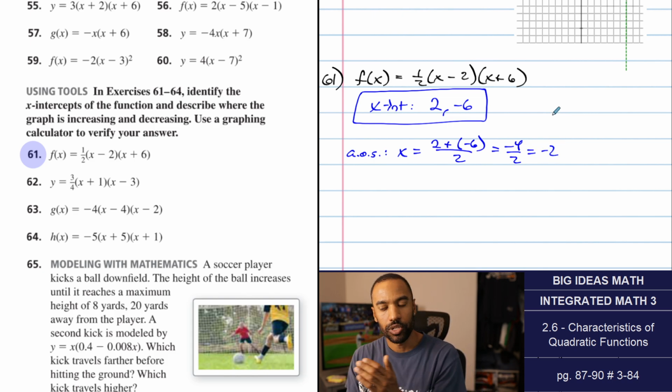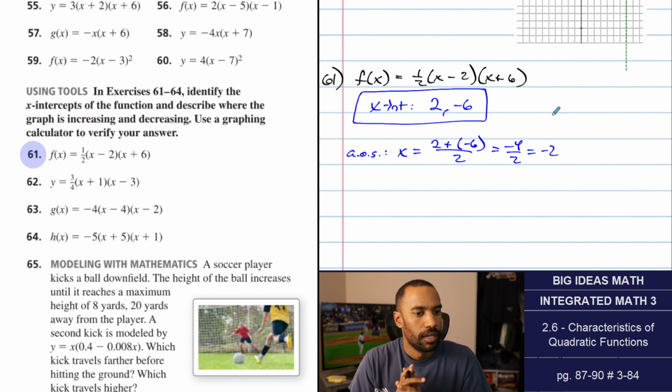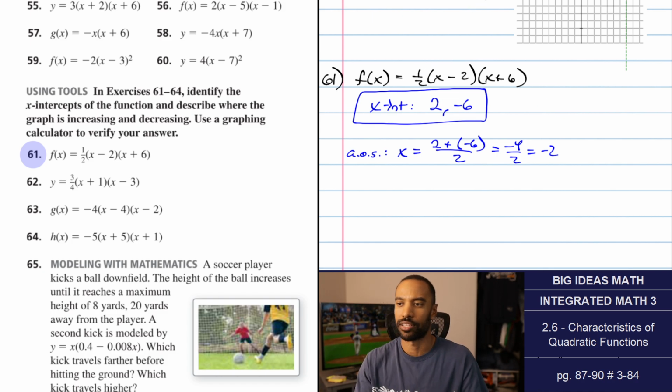This is where we do the increasing decreasing stuff, right? That's why I need that number. They say, identify the x-intercepts, describe what's increasing and decreasing. So this is all I need. I don't need the y-value of the vertex. I do need the axis of symmetry, though, to say we are increasing.